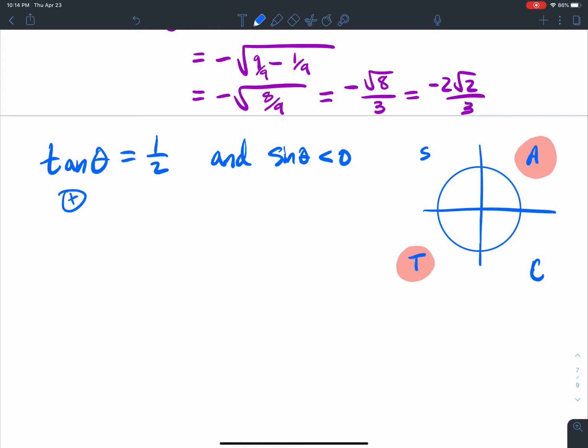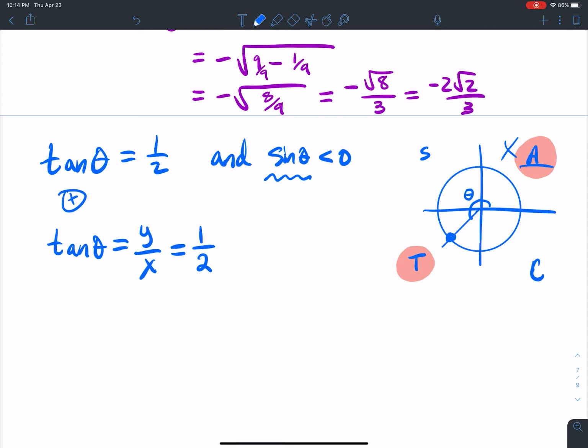Now, what does it tell me? It tells me sine is negative. So if sine is negative, by golly, I know I'm not in this one because all are positive here. So I know that my theta is going down here. So somehow my theta is going to reach and wrap around over here. So 1/2. All right. Now let's think about it. Tangent of theta is y over x. So y over x is supposed to be 1 over 2. Okay? 1 over 2.